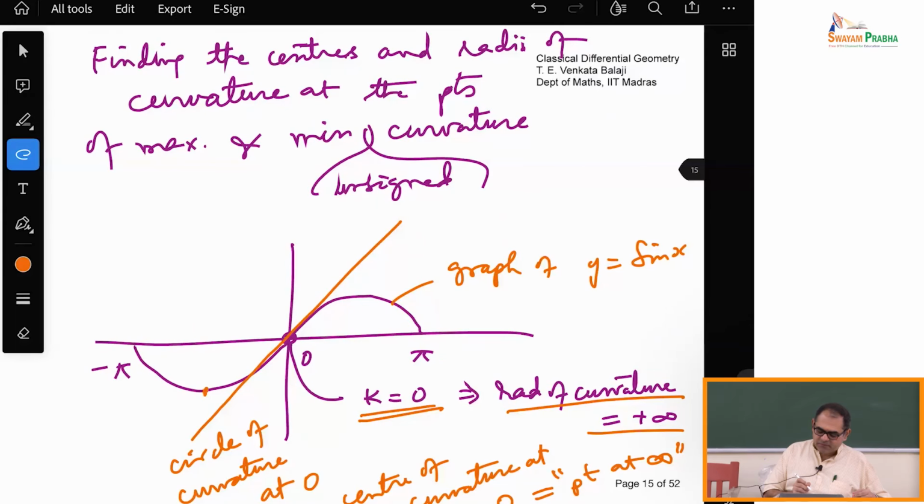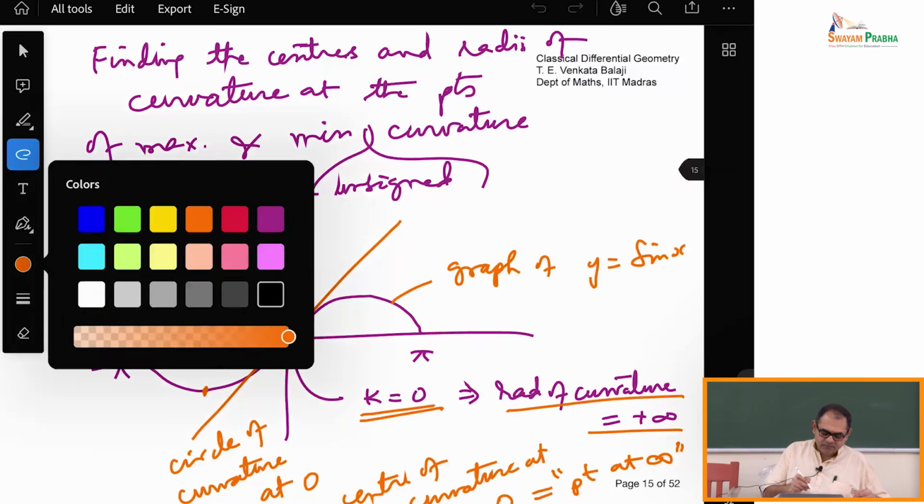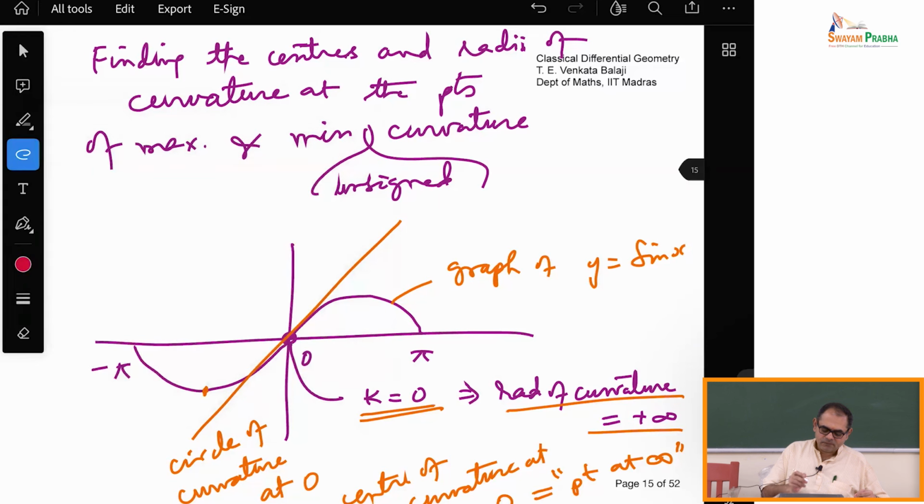Right, so let me get back. We want to understand what happens to the center of curvature and radius of curvature at the points of maximum curvature. So for example, you take this point. Let me try to use a different color. Let's take this point. Its x coordinate is -π/2, and its y coordinate is also -1. Okay, this is the point.